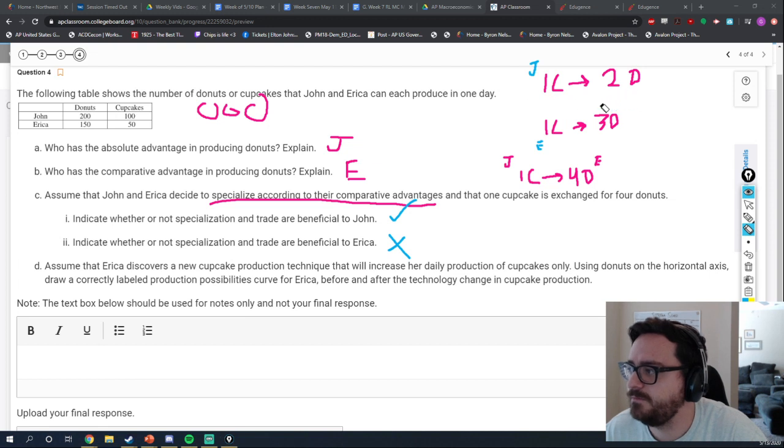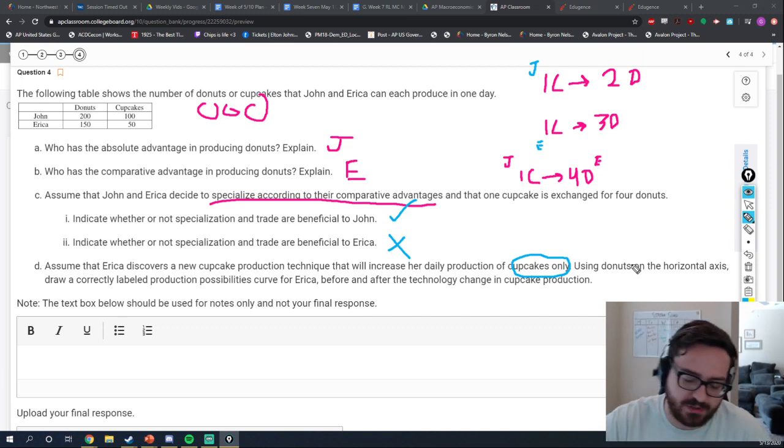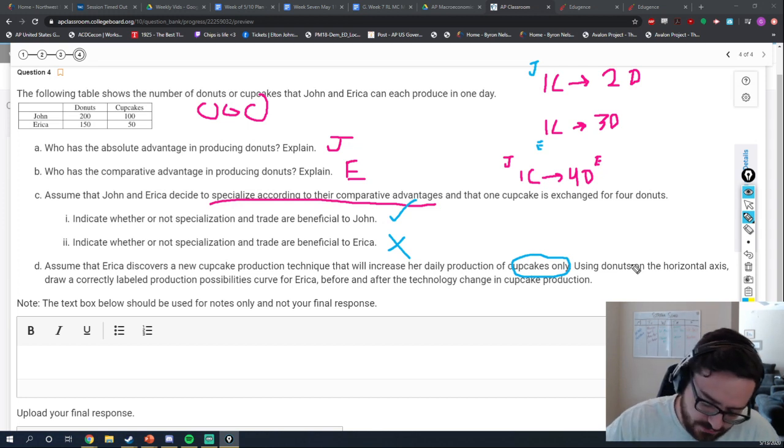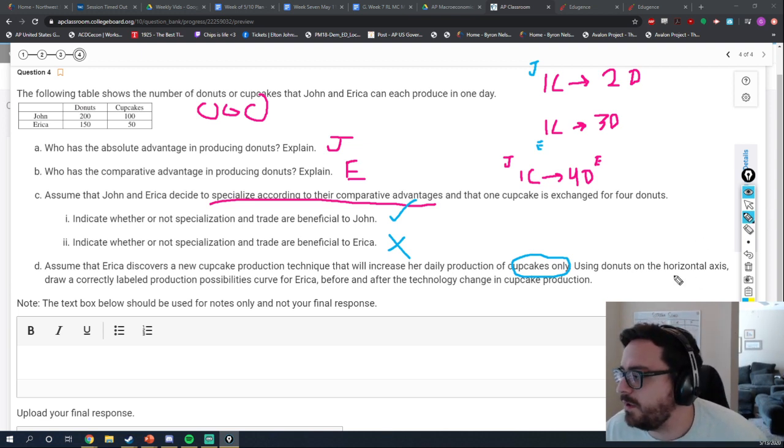Sort of rhymes. And then D says, assume that Erica discovers a new cupcake production technique that will increase her daily production of cupcakes only. Using donuts on the horizontal axis, draw a correctly labeled production possibilities curve for Erica for both before and after the technological change. Okay, this is a production possibilities curve problem. Actually, I can just do it on this board. I don't need to do it on here, I don't think.